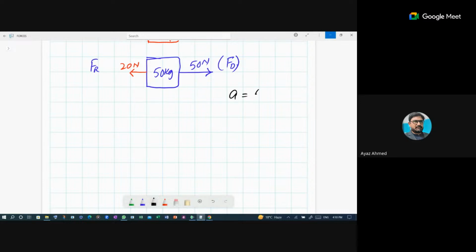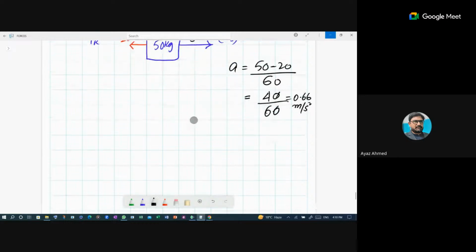So we can say that acceleration is equal to 50 minus 20 divided by mass. Or if you want to change all these numbers, then this can be 60, this can be 20, this can be 50. So what will be the answer? 40 divided by 60, and 40 divided by 60 is basically 2 by 3. So 2 by 3 is 0.66 meter per second square. So this is that acceleration.